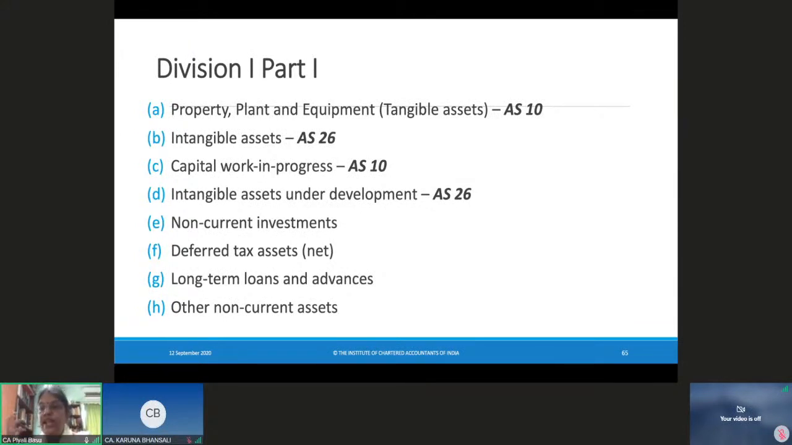Then we have intangible assets. We will go into detail on each of these to the extent possible. Intangible assets like goodwill, software, trademarks, licenses, AS 26. Capital work in progress, AS 10, which is not an asset yet, and intangible assets under development, again AS 26, software under development. Non-current investments which are held for trading and those held for maturity are non-current investments. Deferred tax, net of it, could be a liability or an asset. Long-term loans and advances, other non-current assets.